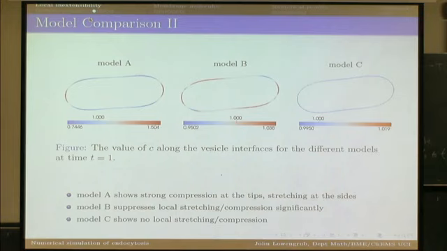So even though the global surface area is being conserved, locally you have a lot of stretching and compression. In model B, now you look at the range, it's much smaller, 0.95 to 1.038. So you still see red and blue, but the scale is much smaller. Nevertheless, you do see stretching. And if you look at model C, now you're quite close to inextensible.